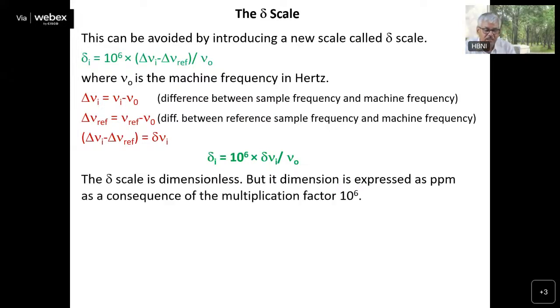So if you see, the delta scale right now is dimensionless, there is no unit for this, but we sometimes say this is in ppm because we are multiplying this with a factor of 10 to the power 6.